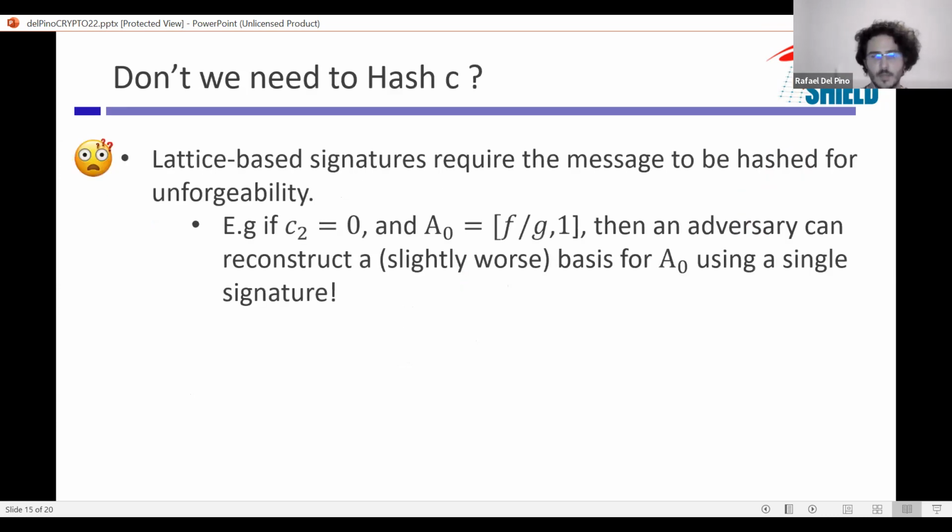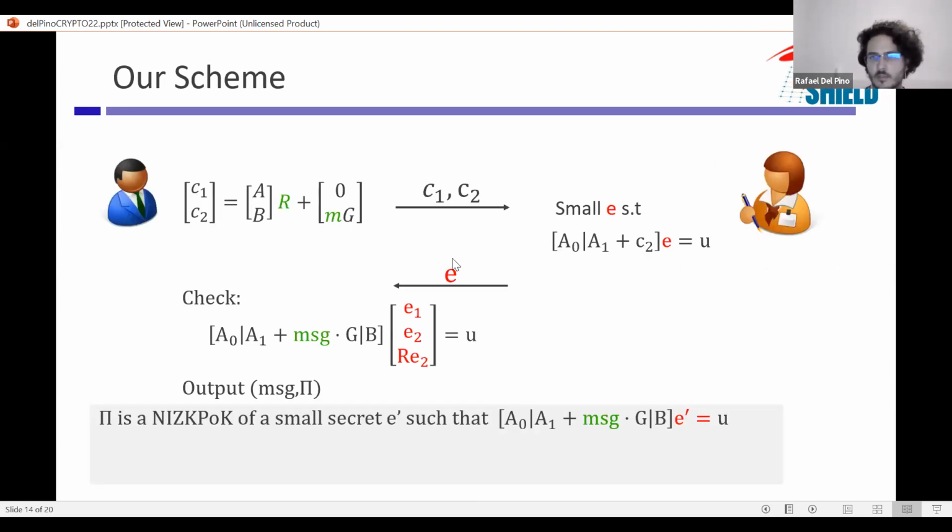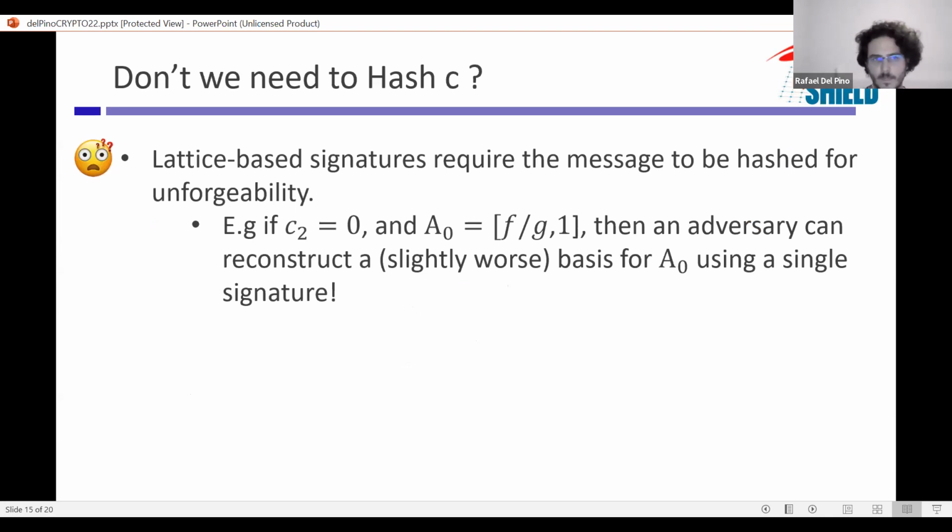But we still have a problem. As I said before, we need to hash C, because if we don't hash C, the user could just send C2 equal to 0. And if he sends C2 equal to 0, then he gets a preimage of basically A0, e1, and he gets a lot of information on the trapdoor of A0. So that would be an issue. So we have to hash C, but we really don't want to.